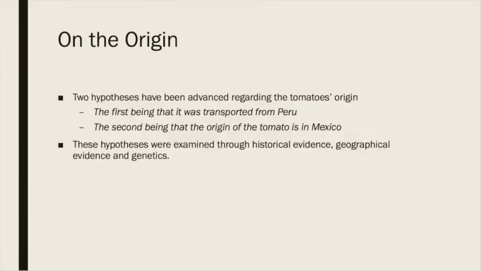When focusing on the origin of the tomato, two hypotheses have been advanced on determining where the tomato originated. The first being that it originated in Peru, and the second being that it originated in Mexico. These hypotheses were examined through historical evidence, geographical evidence, and genetics.